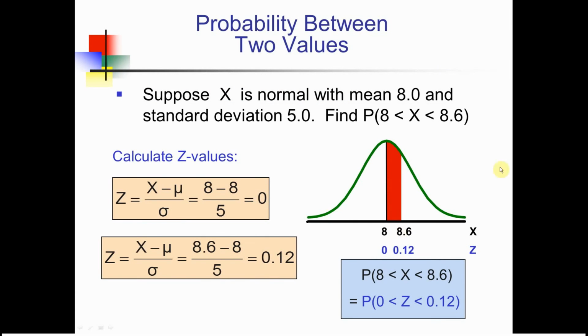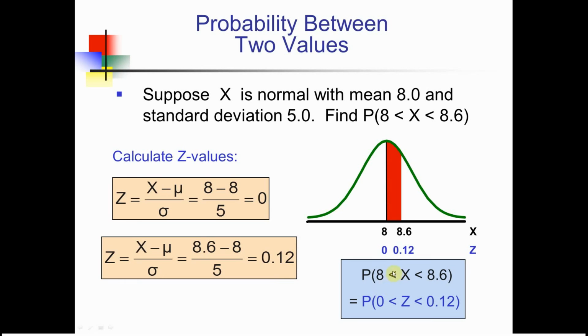How about looking at a value between two things, like between 8 and 8.6? Well, what we do is we convert each of those to a z-score. Now, 8 is easy because the mean is 8. Therefore, the z-score for 8 has to be 0. Because 8 minus the mean is 8 minus 8, which is 0, and 0 divided by 5 is 0. Similarly, we already did this before: 8.6 minus 8 is 0.6, divided by 5 is 0.12. We get a 0.12 z-score.